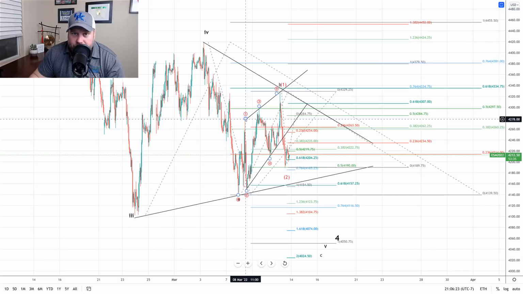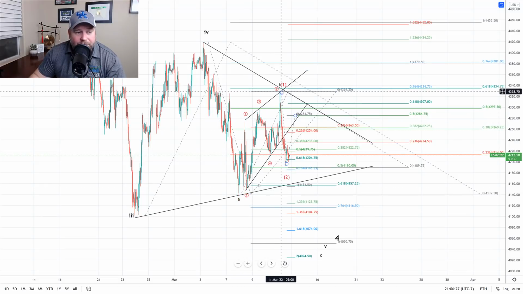So it's going to be 3-wave structures. You got a 3-wave structure down for 2, 3, 4, and 5. You can see the wedge here. It's a very clean looking leading diagonal, to be honest with you. And this would be wave 1 of wave 3, okay?